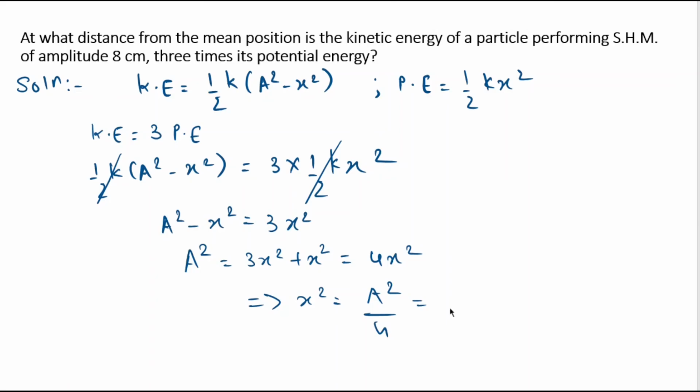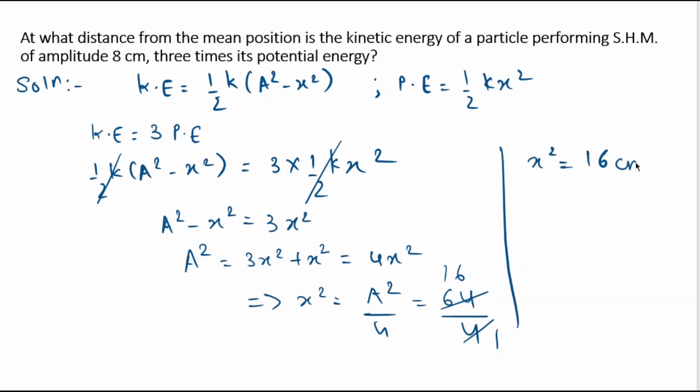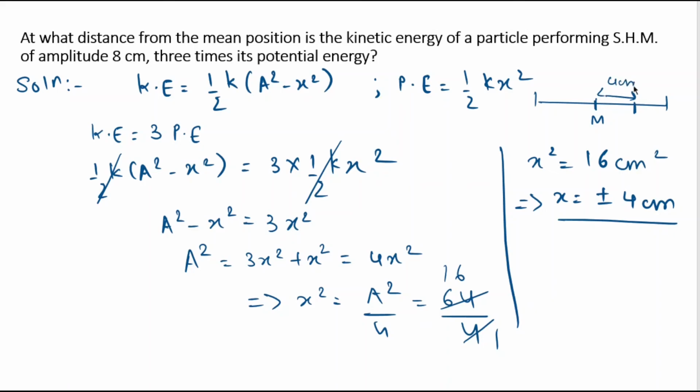We know that amplitude is given to us as 8 centimeter. So 8 square is 64. So 64 by 4, 4 sixteens are 64. So this implies that x square is equal to 16 centimeter square, which implies taking square root on both the sides, x is equal to plus minus 4 centimeter. So at a distance of 4 centimeter, that is, if the particle is performing SHM and this is the mean position, at distance 4 centimeter, here the kinetic energy is thrice the potential energy.